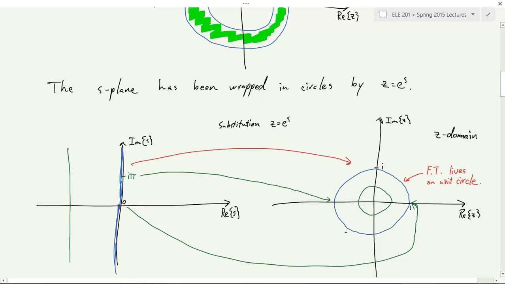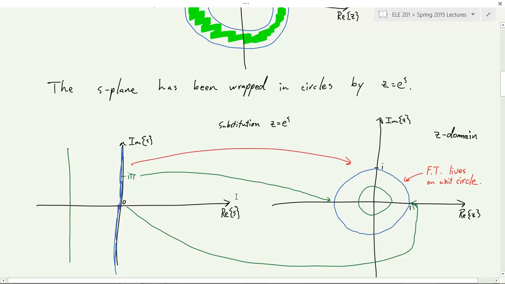And we can become even more specific about that. We can say, well, the point 0, the origin here, where does it map to? E to the 0 is 1, so it maps to this point here. Let's go along this imaginary axis and look at the point i pi. E to the i pi is negative 1, so that's this point. And as you move along this blue line, you're moving along the unit circle in the positive phase direction. If you move down the imaginary axis, you're moving in the negative phase direction.